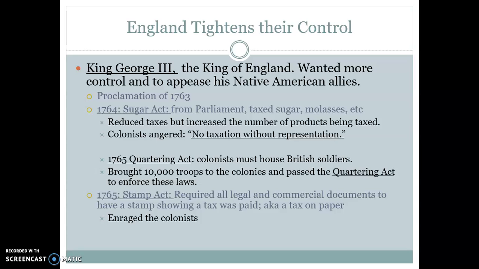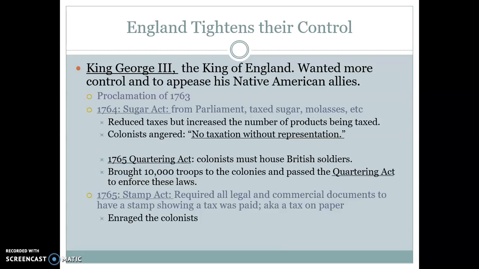Then, to try to get some more revenue coming in 1764, the British Parliament passes the Sugar Act, which taxed sugar, molasses, and any other sugared products. And though it actually reduces the taxes on these products, it increases the number of products being taxed. He was trying to reduce the amount of smuggling by making it cheaper to buy these items, and also increase the number of products being taxed so that the crown can get more revenue.